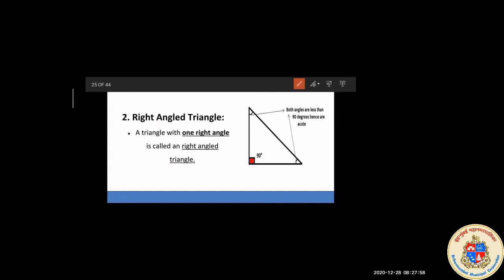Many times it happens that students get confused about which angle they are supposed to see. They are not supposed to see any particular angle. Okay, you are supposed to see all three angles.